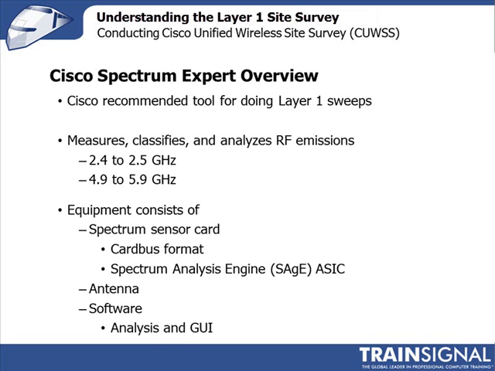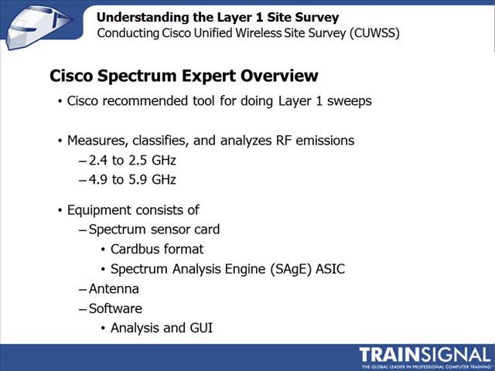Now, on the card itself, in the form of an ASIC, is the actual engine that's analyzing all the spectrum data. If you're not familiar, an ASIC is simply a silicon chip that has been purposely built for a specific application. In other words, the Cisco Spectrum Analysis Engine is running on a custom silicon chip.